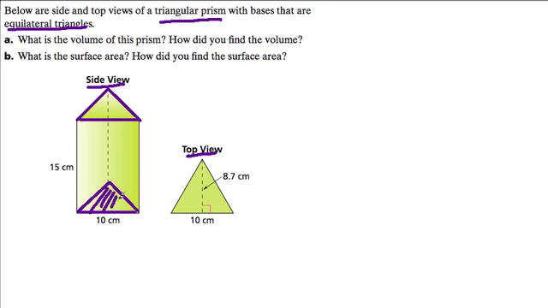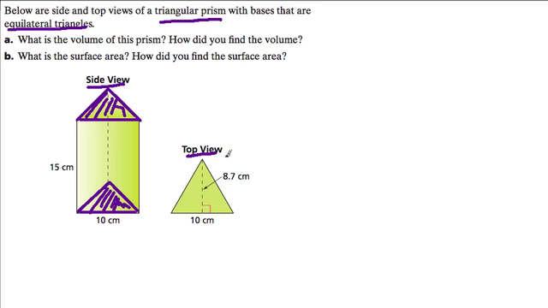And that, of course, means that every side is identical in these two triangles. That's what an equilateral triangle is. We want to know what the volume of this prism is and an explanation of how we found the volume. And then we want to find the surface area and an explanation of how we found the surface area. So let's get to it.